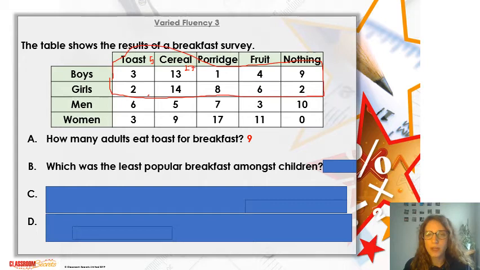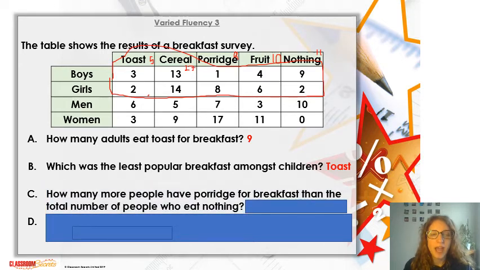Porridge, we've only got 1 add 8, so we've got 9 for that one. Fruit, we've got 6 add 4, so we've got 10 for that one. And then nothing, we've got 9 add 2, okay, which gives us 11. So which of those has the smallest amount? Let's have a look. And it was toast. Well done if you got that. Okay, so have a look at the next question. How many more people have porridge for breakfast than the total number of people who ate nothing?